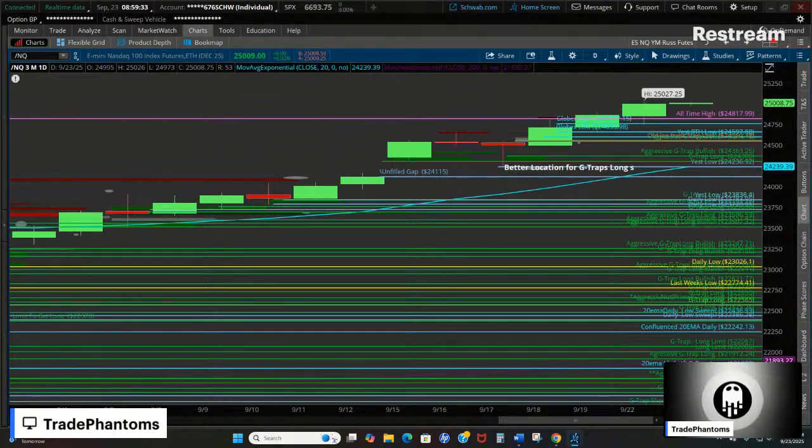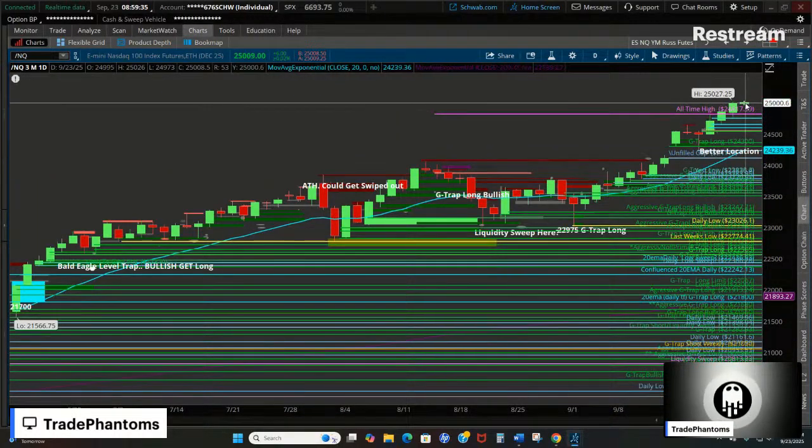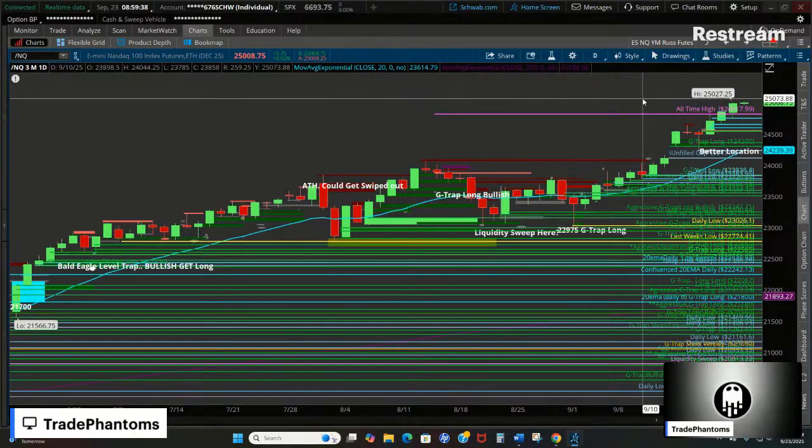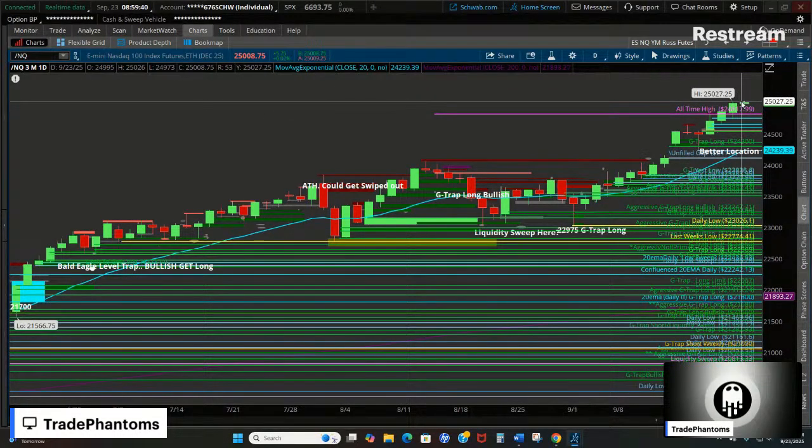NASDAQ, very similar. NASDAQ futures daily time frame here, all-time highs.